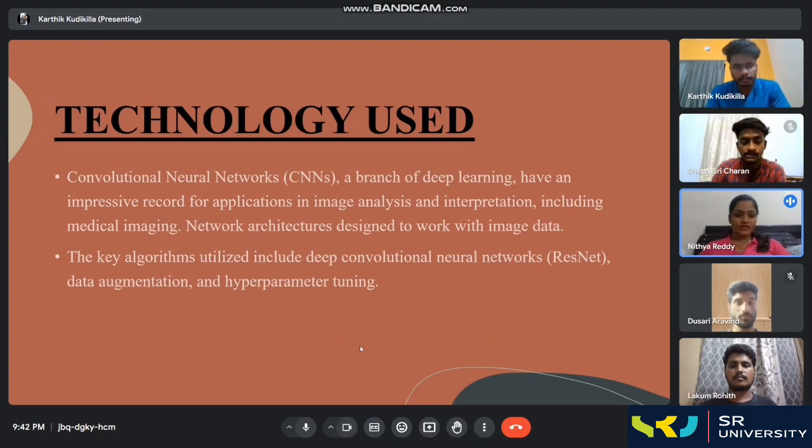Coming to the technologies used, we used convolutional neural networks (CNN). It is a branch of deep learning with an impressive record in applications for image analysis and interpretation, including medical imaging, with network architectures designed to work with image data. The key algorithms utilized include deep CNN, data augmentation, and hyperparameter tuning.